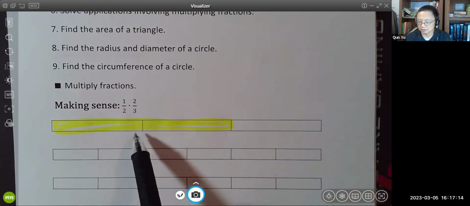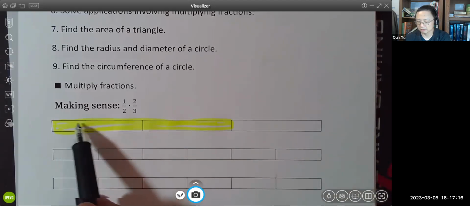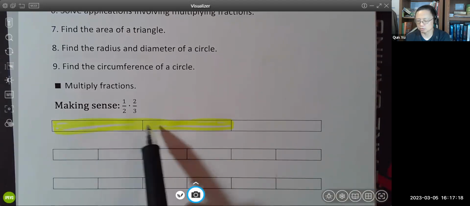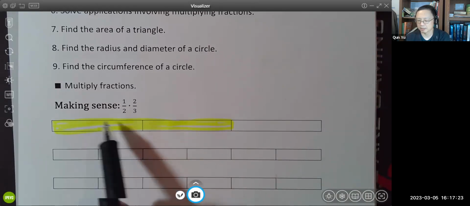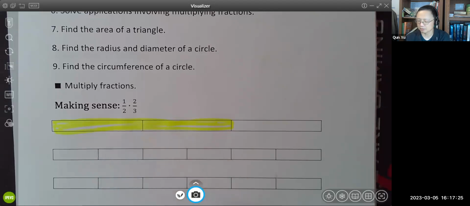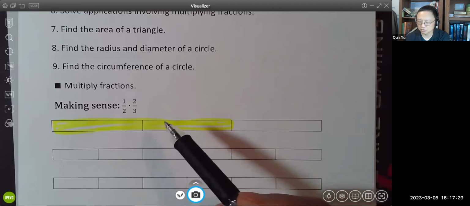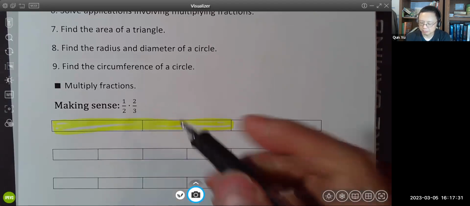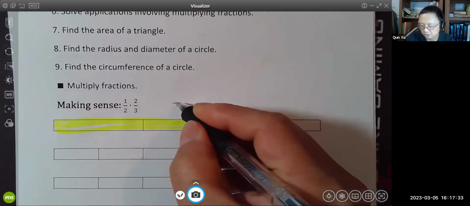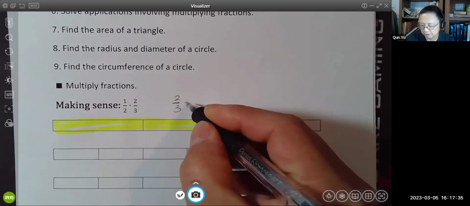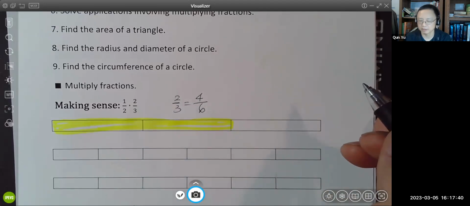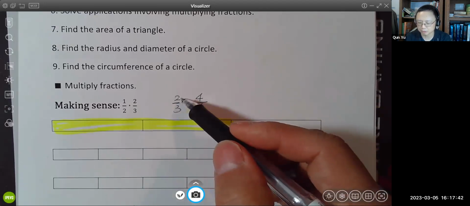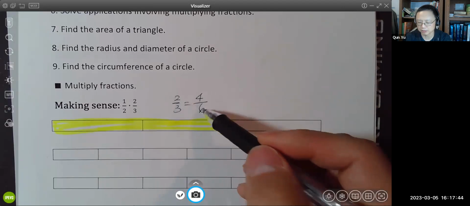Now, when we multiply by half, we get half of this 2/3. The result is this. Half of these two yellow blocks that represent 2/3. We get half of that. That's 1/3, right? We already know the answer. But let's see from another angle. This 2/3 can be written as 4/6. We already learned equivalent fractions, right? If we multiply both sides by 2, we get 4/6.